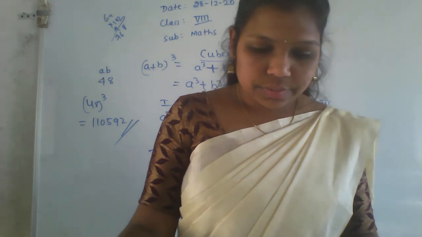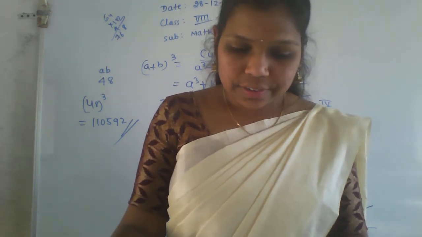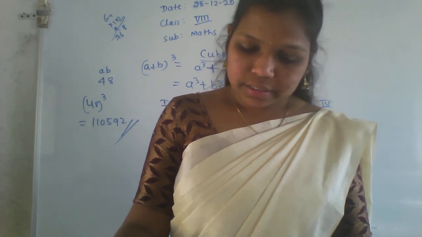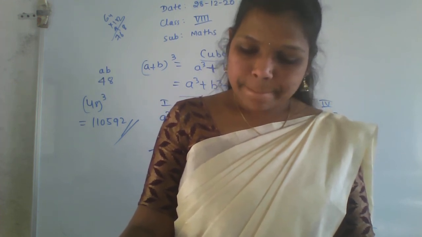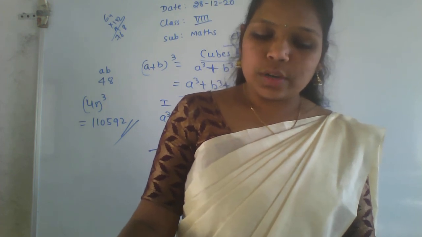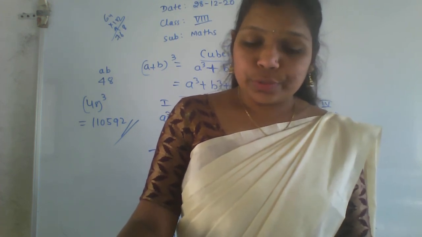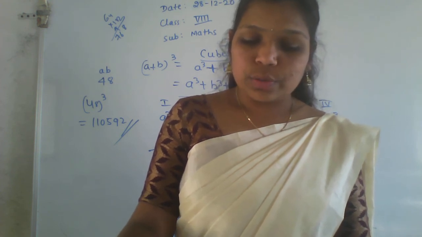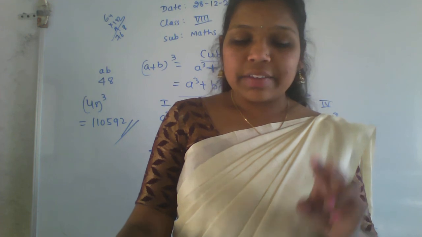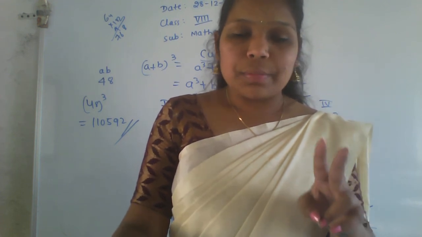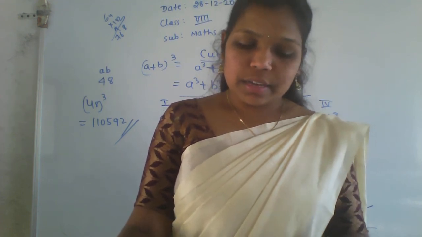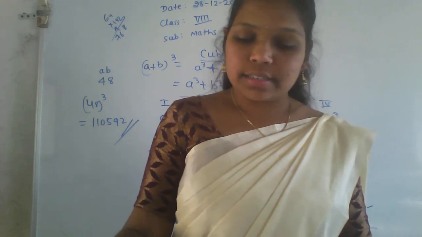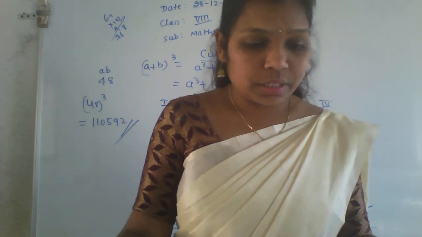Okay, next one is patterns of cubes they have given here. Observe every pattern properly. 1 cube is equal to 1 square. 1 cube plus 2 cube is equal to (1 plus 2) whole square. 1 cube plus 2 cube plus 3 cube is equal to (1 plus 2 plus 3) whole square. They have given 2 patterns here. Properly observe those patterns, because they will be used to find the cubes of some values. For that reason you have to study the pattern of cubes here.